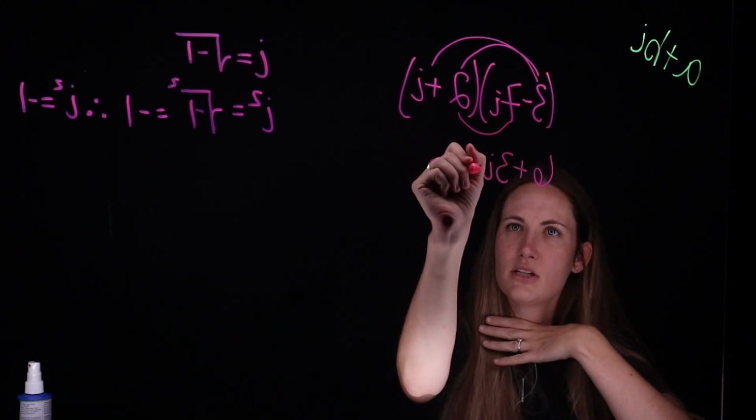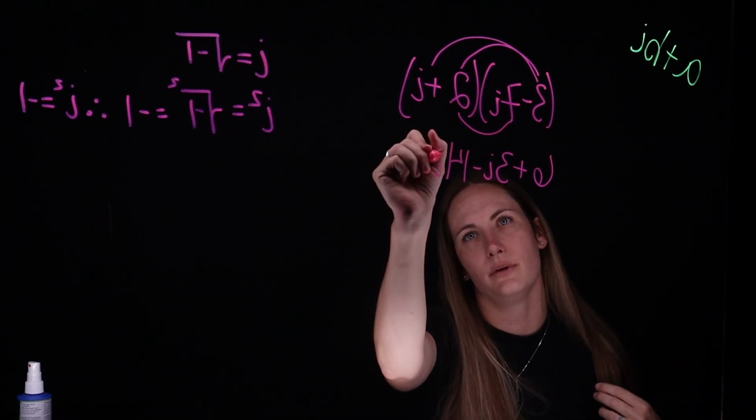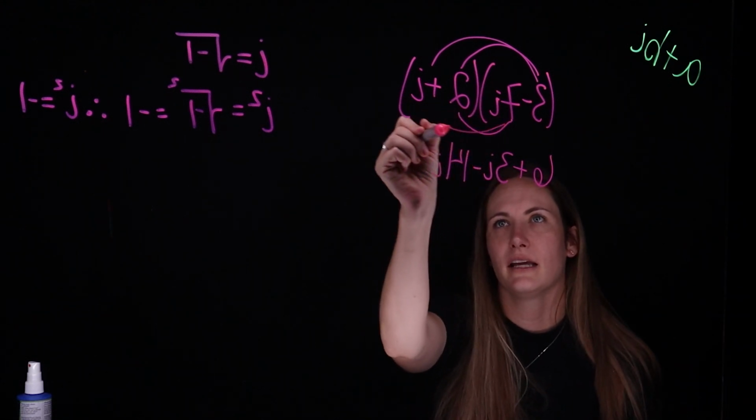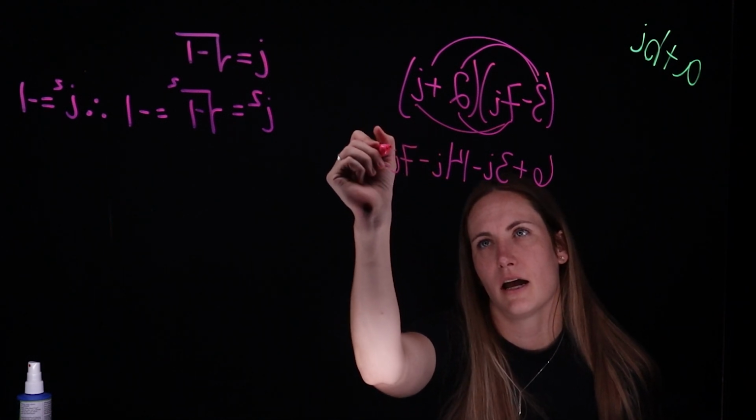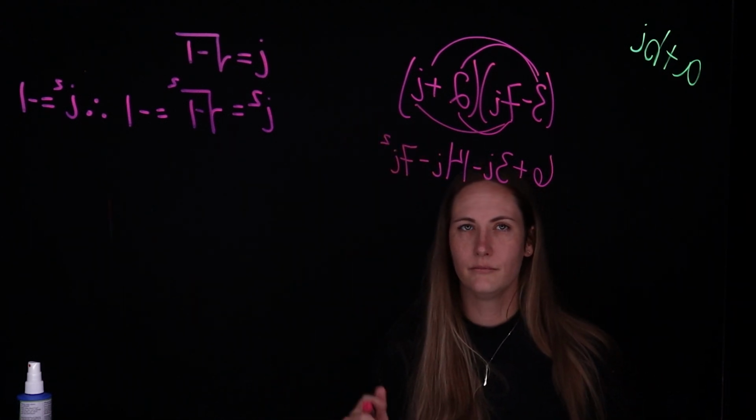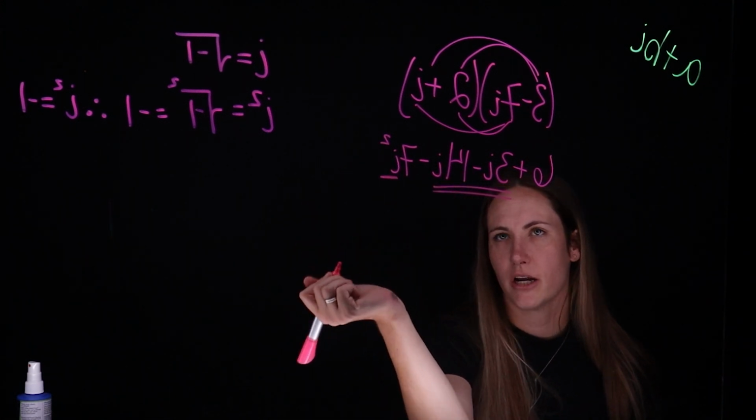Negative 7 times 2 would be negative 14. And since it's 7i, we have an i here. Negative 7i times i would be negative 7i squared. So we're going to combine our like terms here. This i squared here is going to change to negative 1.